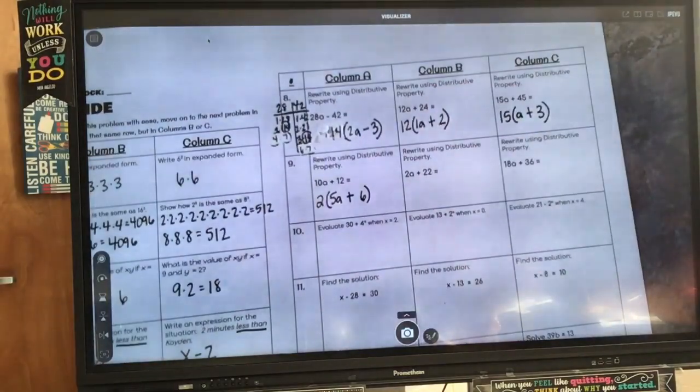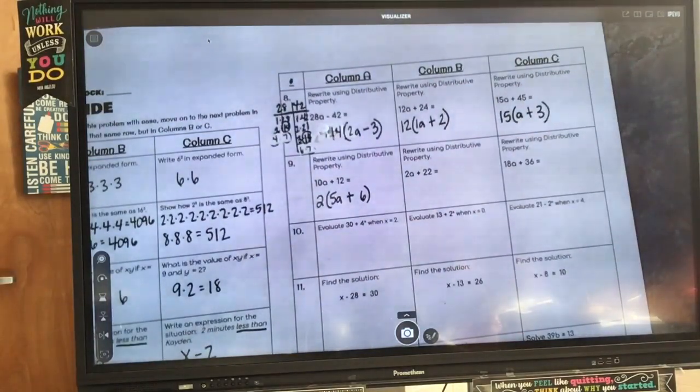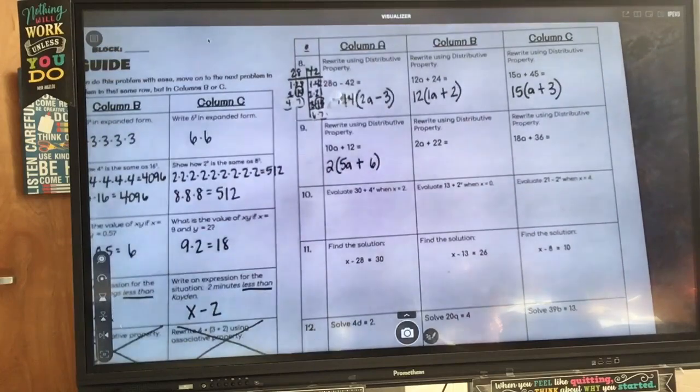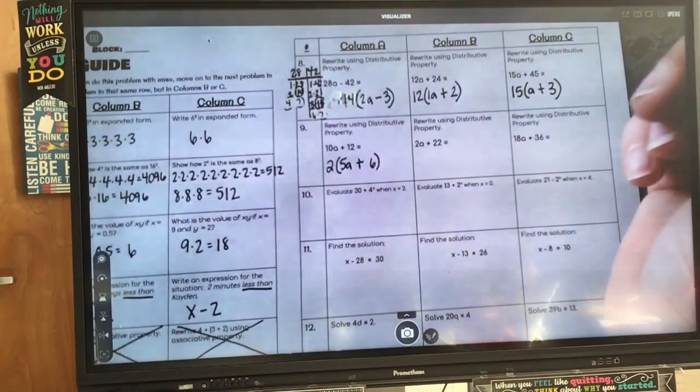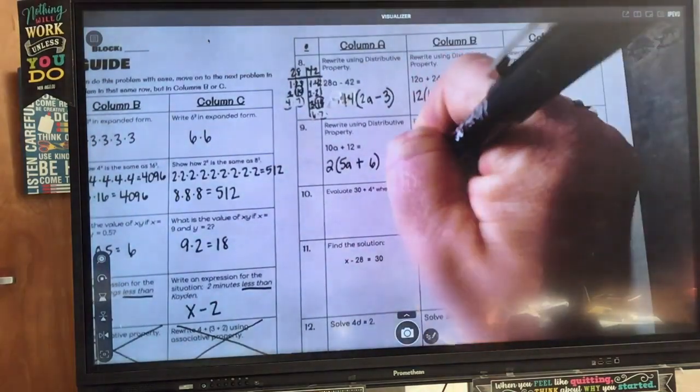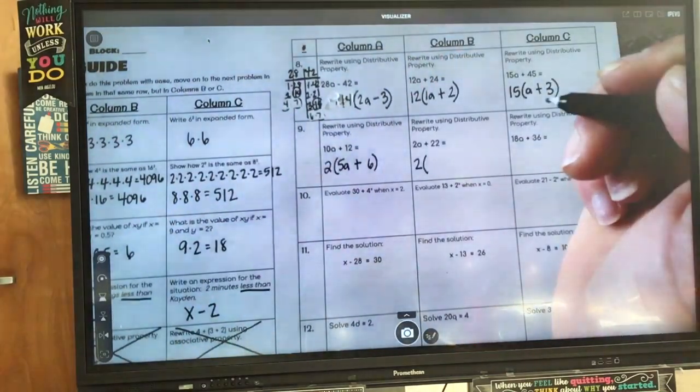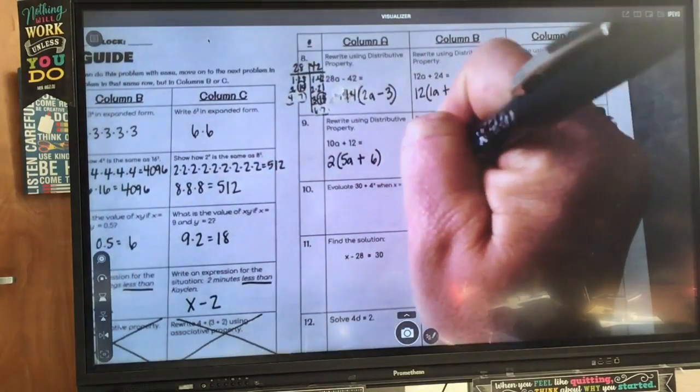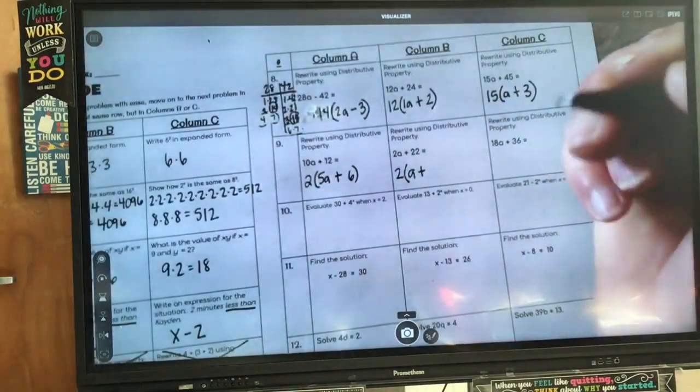Alright, so even though you might not have gotten to this one or these questions, it's still not the hardest thing. Just think to yourself, what works, what goes in, what's the biggest number? Alright, so 2a plus 22. What is the biggest number that will go into both 2a and 22? Gemma. 2. So 2 goes on the outside. So Gemma, 2 times what gives me 2? 1. Okay. And 2 times what gives me 22? 11.